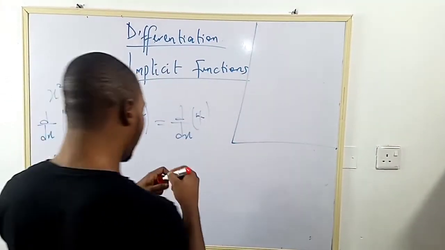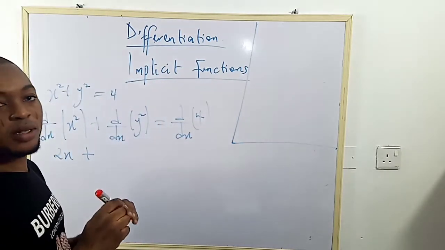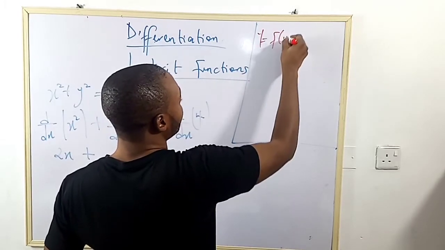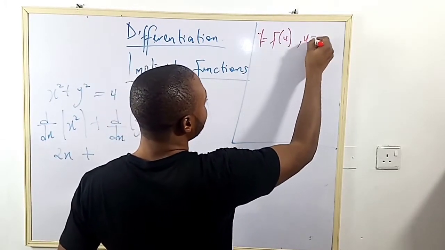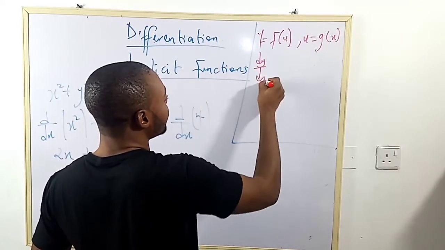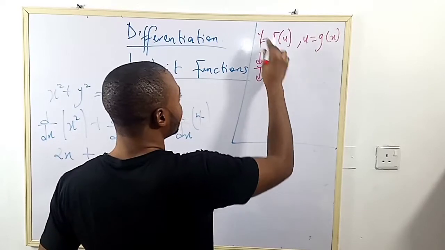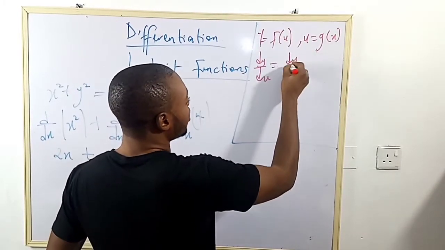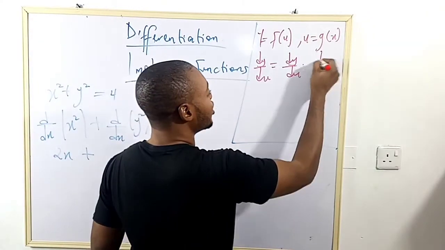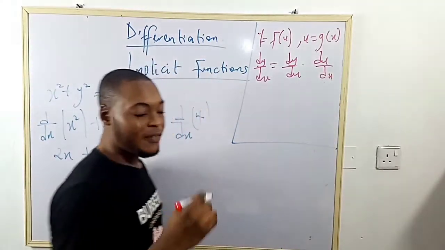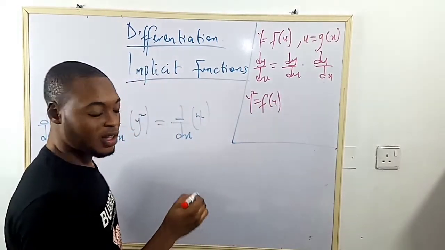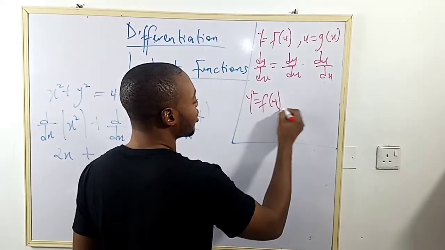From our function of function, what we have is that if y is equal to a function of u and u is equal to a function of x, then we used to say that dy/dx, if you want to differentiate y with respect to x, will be, first you differentiate y with respect to u, dy/du, times you then differentiate u with respect to x, du/dx.